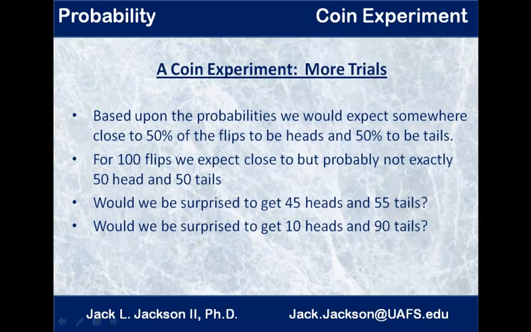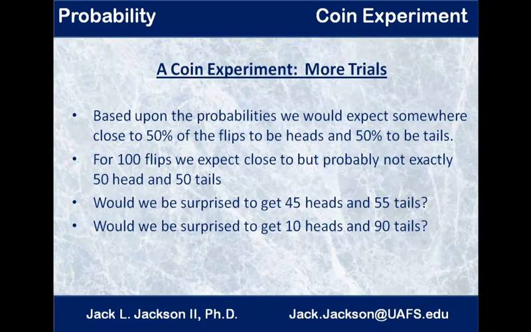Okay, now we're back. You spent a little bit of time doing some simulations, hopefully, and you got some results. Well, what would you expect? You'd expect there to be about 50% heads and 50% tails. So for 100 flips, we'd expect close to, but probably not exactly, 50 heads and 50 tails. Would we be surprised to get 45 heads and 55 tails? Probably not too surprised for that one. It's possible. What about 10 heads and 90 tails? What about all heads in 100 flips? Oh, that's a pretty rare event there.